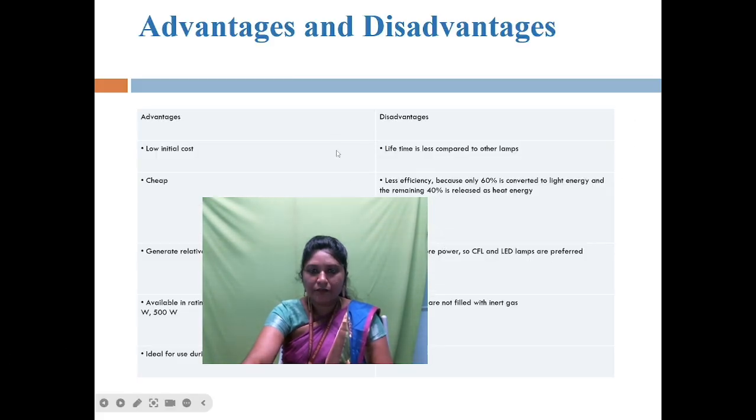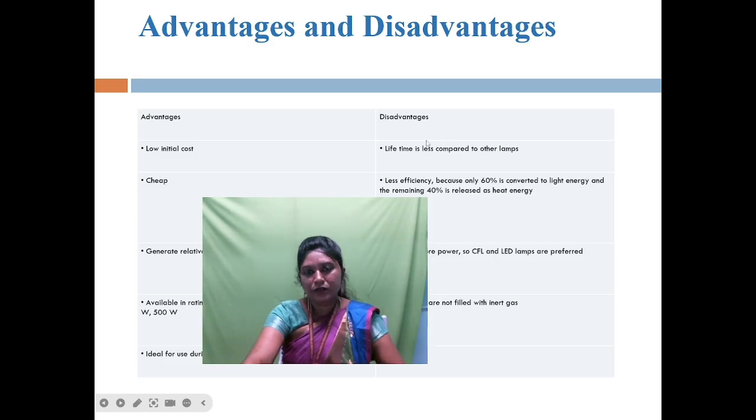So what are the advantages and disadvantages? Advantage means it is low cost, easily available, and very cheap. It is available in many variants: 15 watts, 40 watts, 60 watts, 100 watts, 200 watts, 300, 500 watts, etc. So it is available in many ranges. Also it is not affected by the external environment or cold weather.